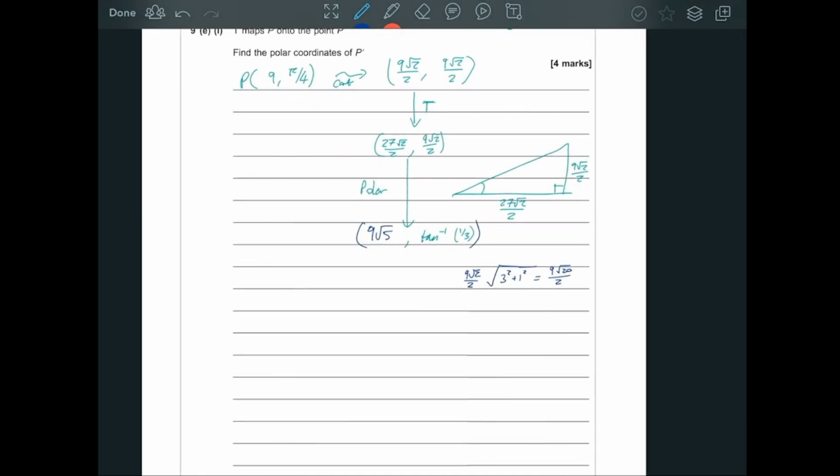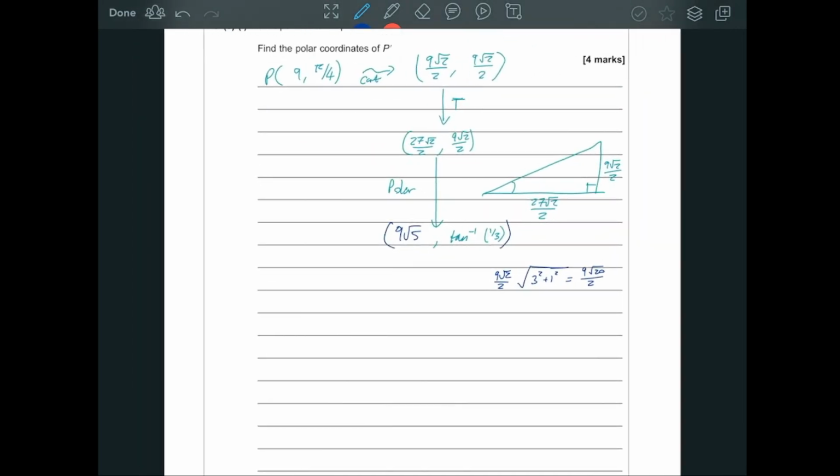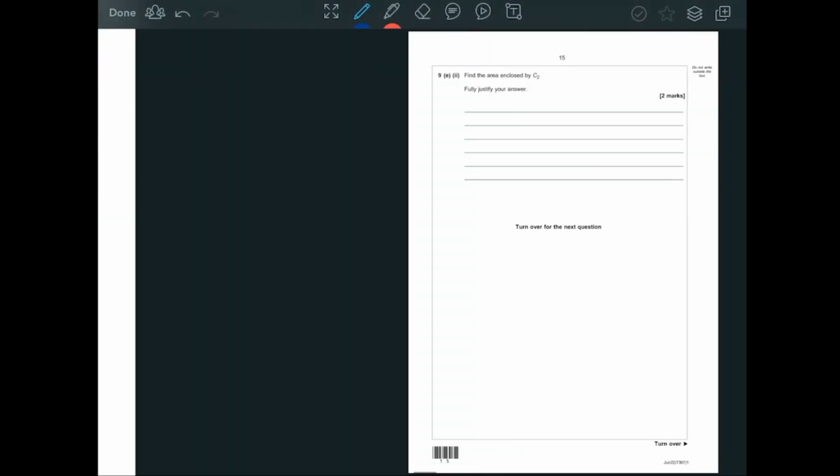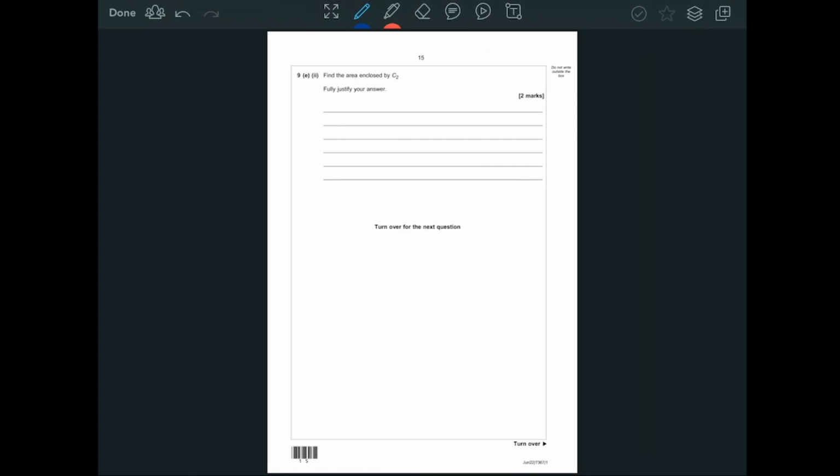Find the polar coordinates, and of course you can work out what tan inverse of a third is if you're desperate. It didn't say exact, so I'm tempted to leave it as so, but you should probably work that out. And question 9 keeps going.